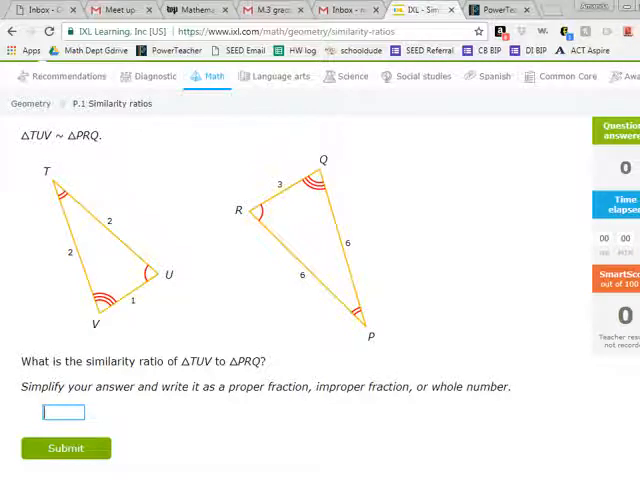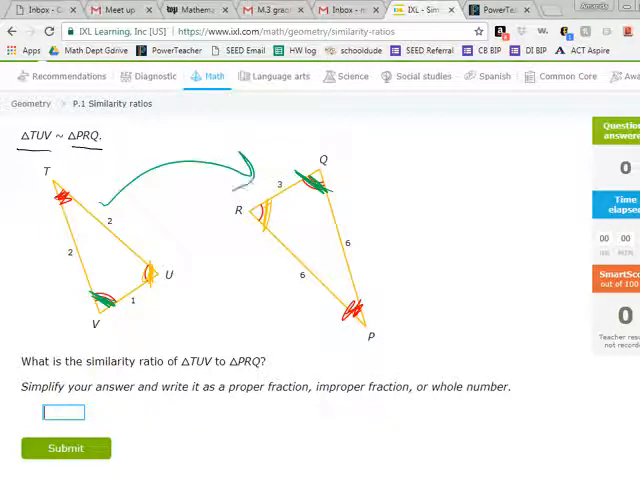Now on P1, here's a great question. It says, triangle TUV is similar, that little squiggly line, to triangle PRQ. So that means that T goes with P. So I'm going to put that in one color. Here's T. Here's P. It says that U goes with R. And V goes with Q. Now they want to know what is the similarity ratio of TUV to PQR.